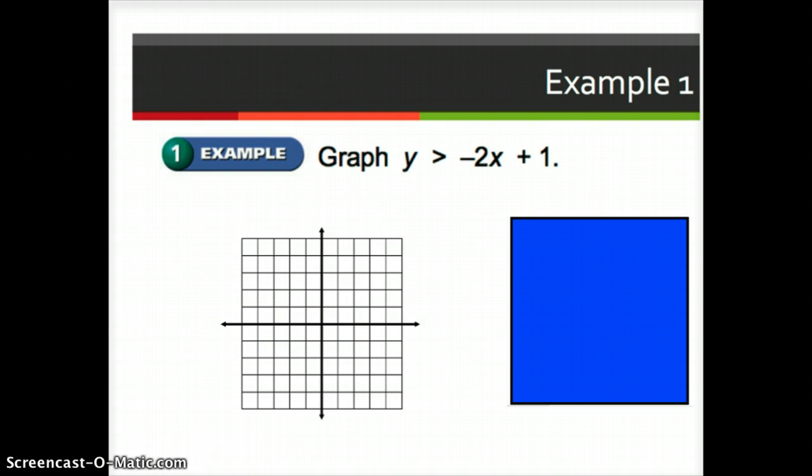All right, let's look at this one. y is greater than -2x plus 1. So it would be awesome if you could try to do this one on your own. But if you still need to work along with me, I know we've only done one problem.